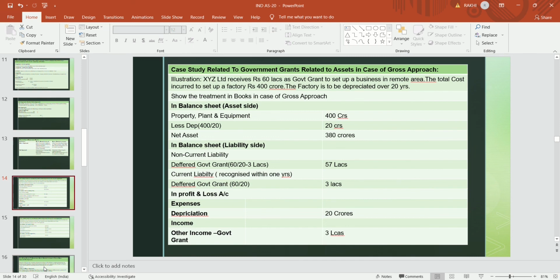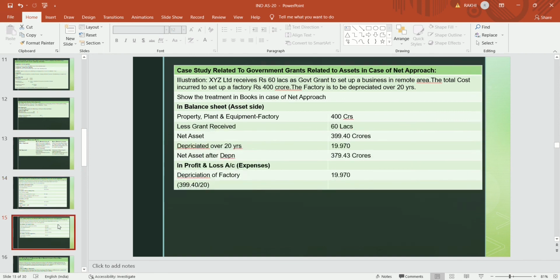In this way, the disclosure is done for the gross approach. In the net approach, on the asset side, from the 400 crores cost of the factory, we reduce the grant of 60 lakhs, and the remaining amount is the net asset. For that, depreciation is charged over a period of 20 years, that is 19.970, and the net asset after depreciation is 379.43. That depreciation is charged to P&L as an expense over a period of 20 years, that is 19.970.